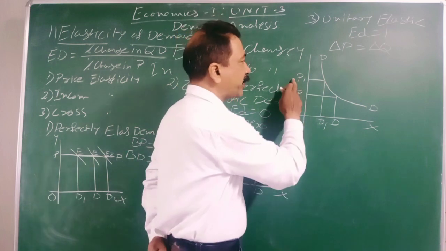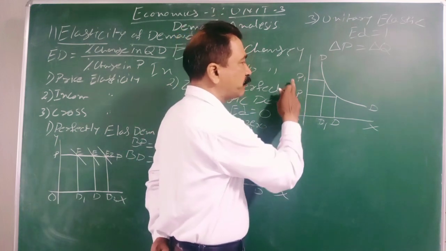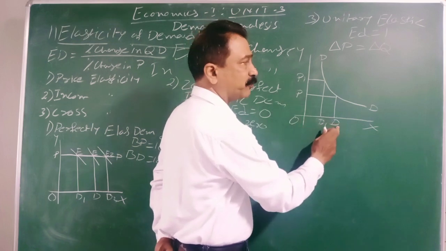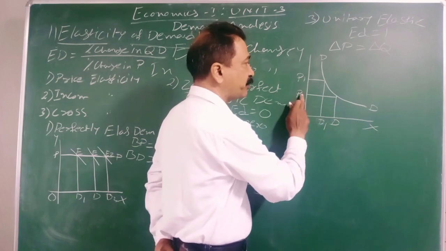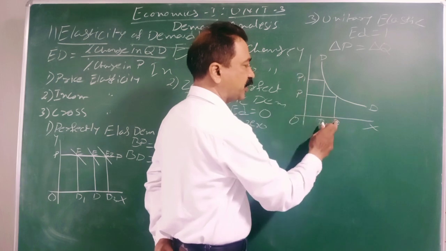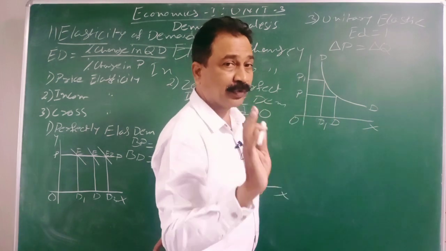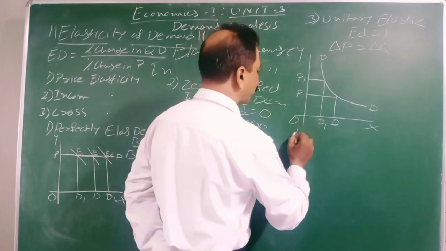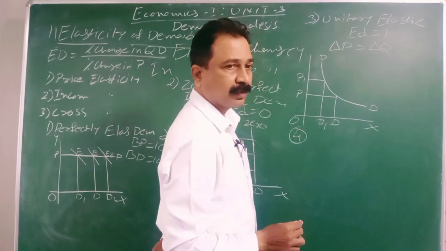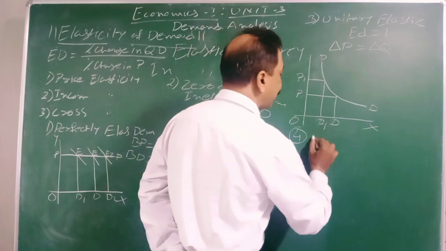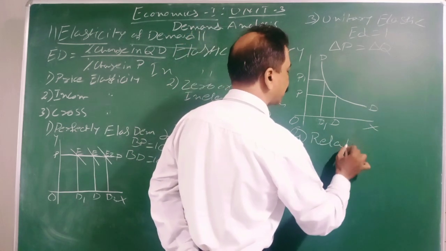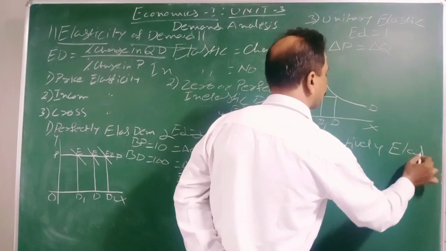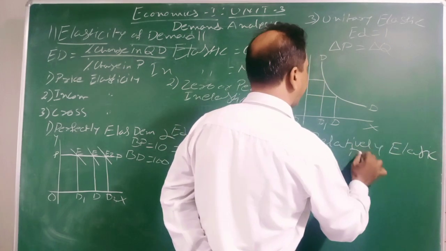If price decreases from P1 to P, then demand increases from D1 to D. If price increases from P to P1, demand decreases from D to D1. But at the unitary level, the change is equal. Now we will see the fourth one, that is relatively elastic. Elastic demand.